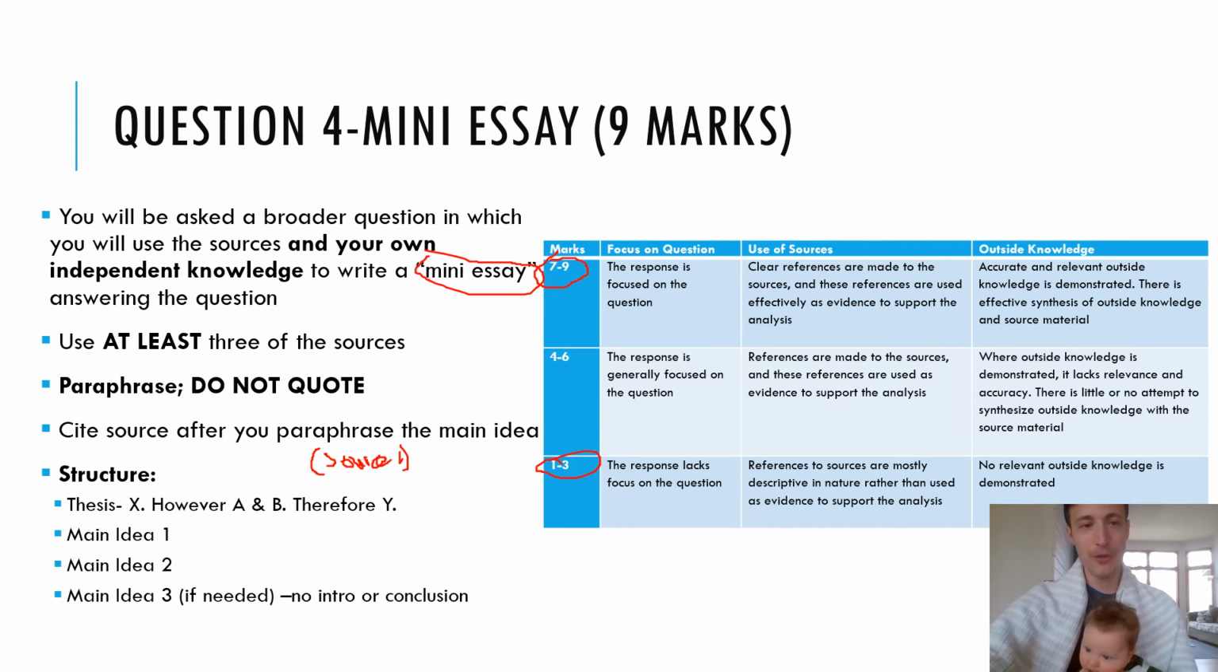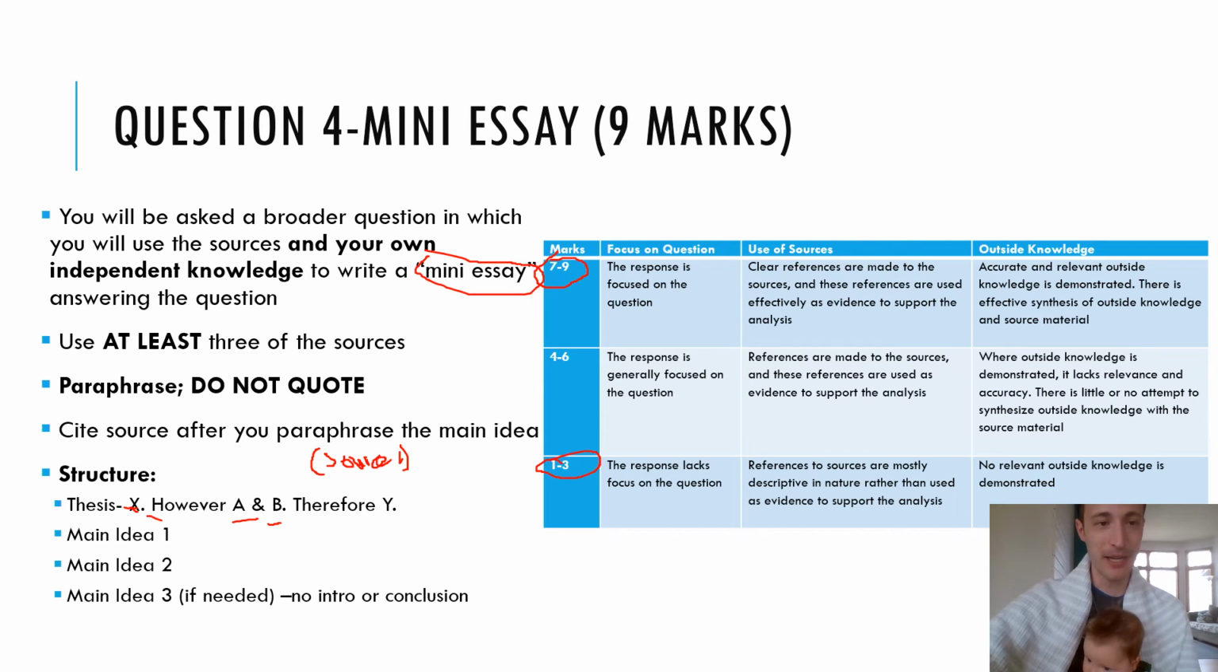Here's a structure for you. Do your thesis. Think about what type of question it is. Is it change and continuity, causation, significance? So you're going to have X, which is your lesser cause, or your change if there was more continuity, or your continuity if there was more change. However, A and B, these are going to be your two main points, therefore Y.